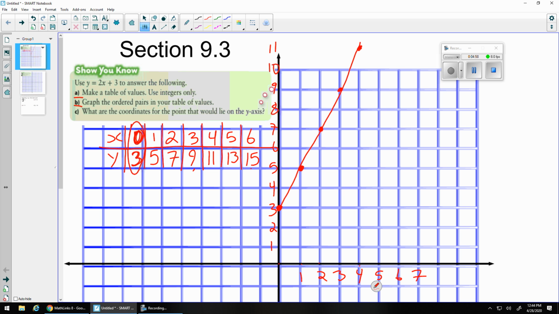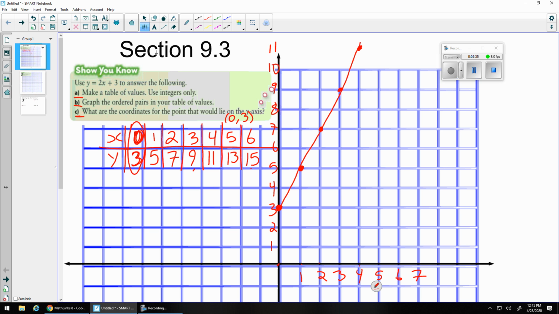So what are the coordinates for the point that would lie on the y-axis? The y-axis is the vertical one. Well, that coordinate is (0, 3). So when x is equal to 0, y is equal to 3. That's called the y-intercept, where the line intersects the y-axis. And this constant is always the y-intercept, because that's what y is equal to when x is equal to 0.